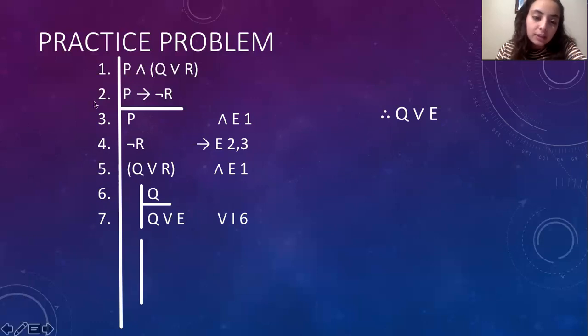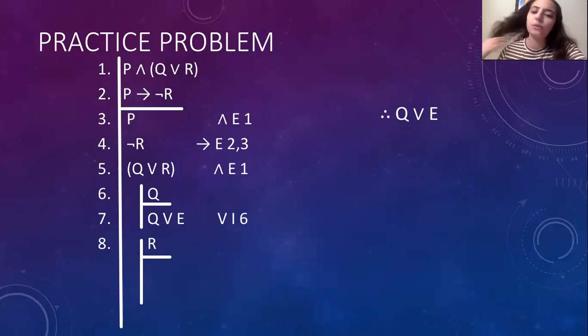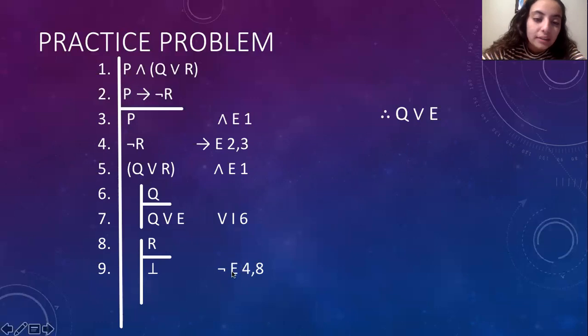Okay, well, we need our second subproof. We need R, and we're trying to get to Q or E. So then R, and then how could we get to R? Like, how can we get to Q or E from here? Let's take a look. Well, right away, when I put down the R, we notice that there's a not R. So that's a what? That's a contradiction. So that's from 4 and 8.